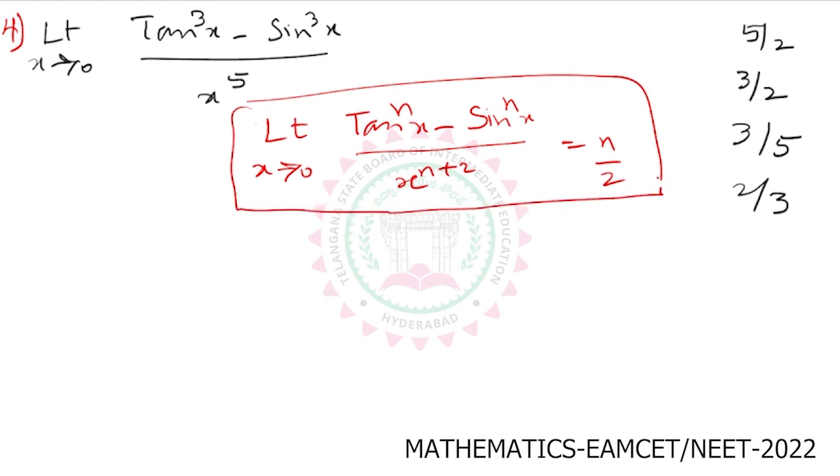Right? So, if you compare this formula with the given problem, what is my given problem? Tan cube x minus sin cube x by x to the power of 5. x to the power of 5 can be written as x power of 3 plus 2. Right? So, therefore, tan nx minus sin nx divided by x power of n plus 2, the answer is n by 2. Therefore, here my answer is, what is n here? 3. So 3 by 2. Therefore, my answer is 3 by 2.